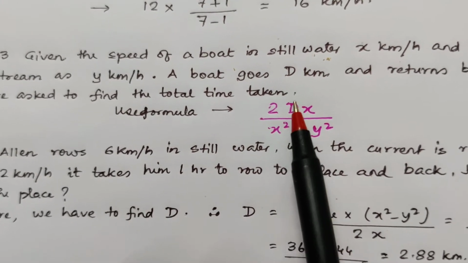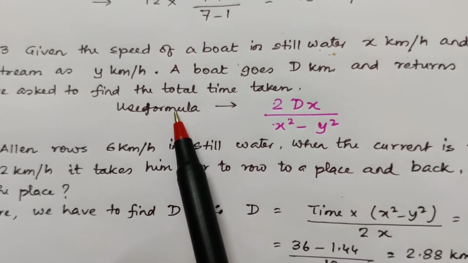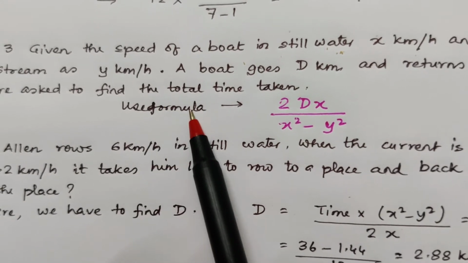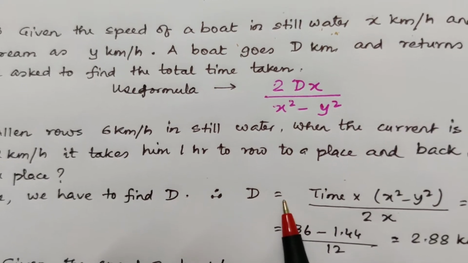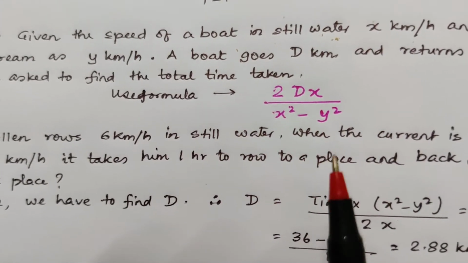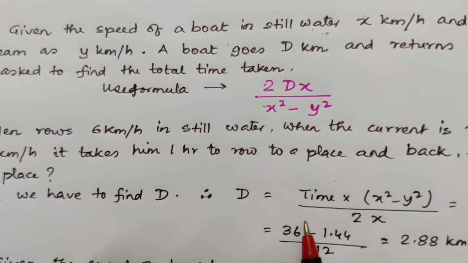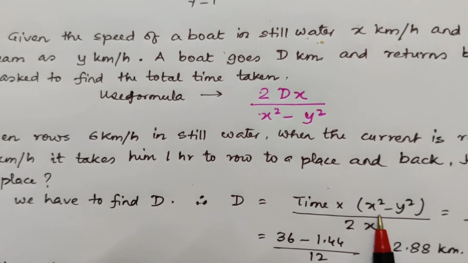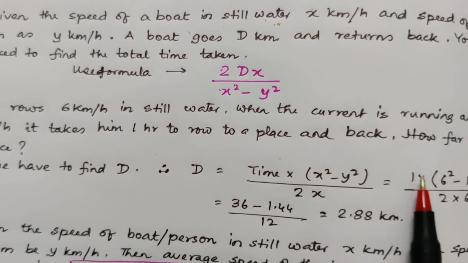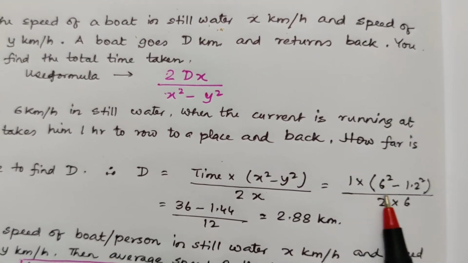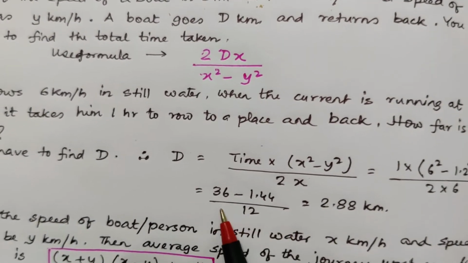Now D was given here. Now here we are using how to find the time, but here we have to find the distance. So we just make it reverse. Distance is equal to time into (x square minus y square) by 2 into x. Just that much. So we put the values and we get the answer.